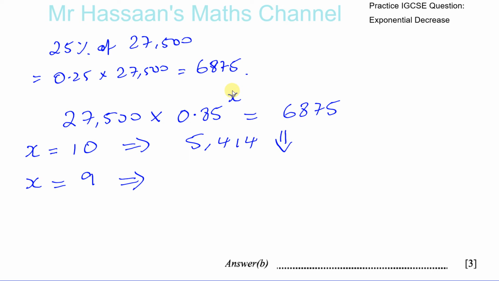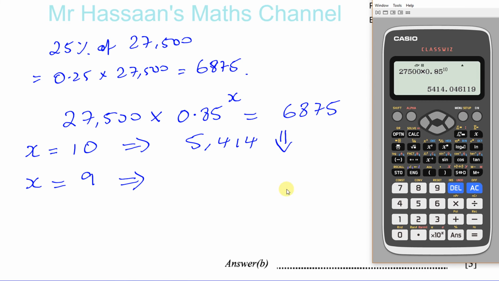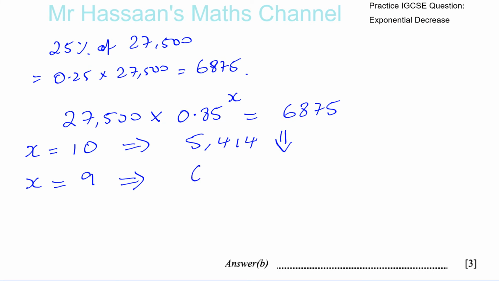So let me try x equals 9 and see what happens. I don't have to type it all again. I just go back here, press delete, take away those numbers and replace it with a 9, and that gives us 6,369. Again, that's slightly too low.